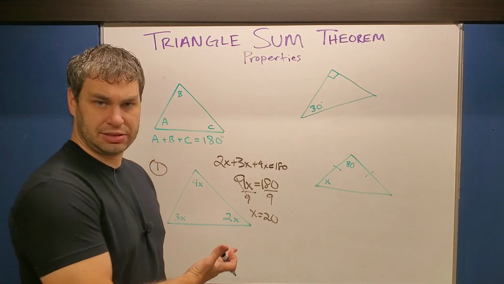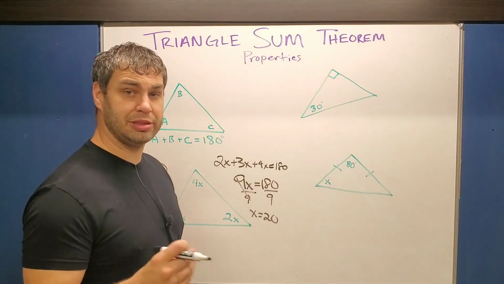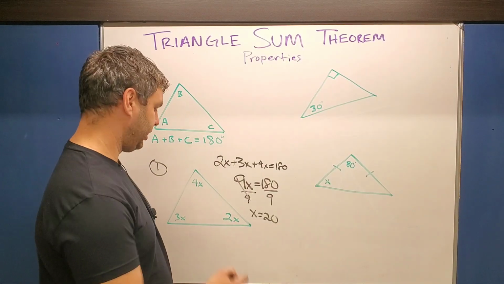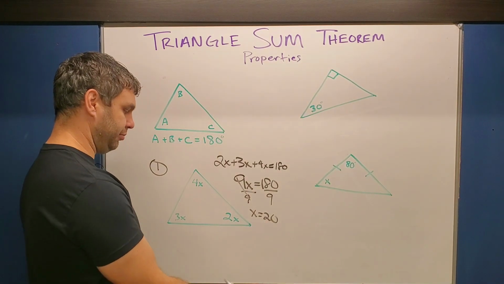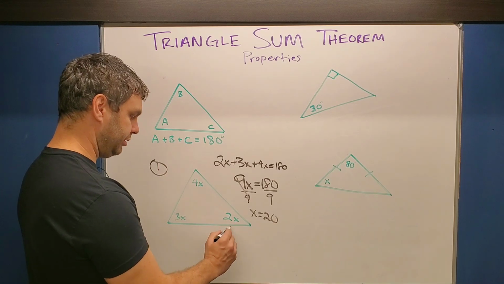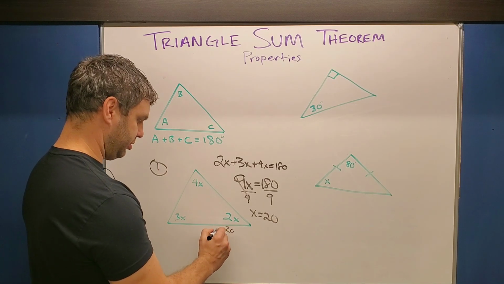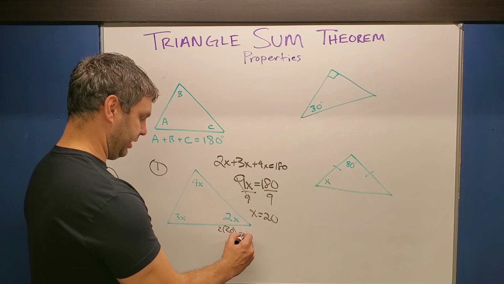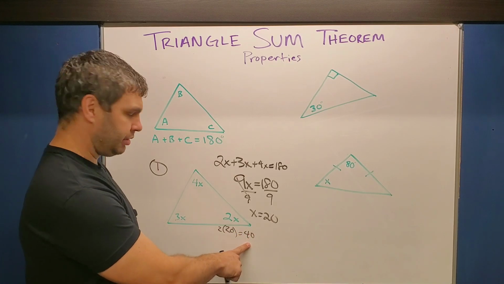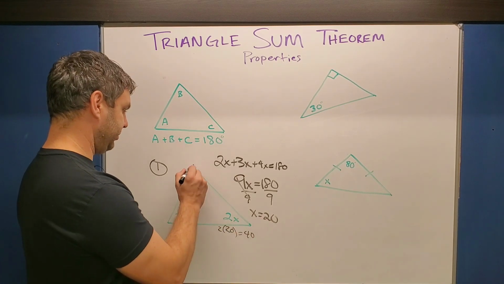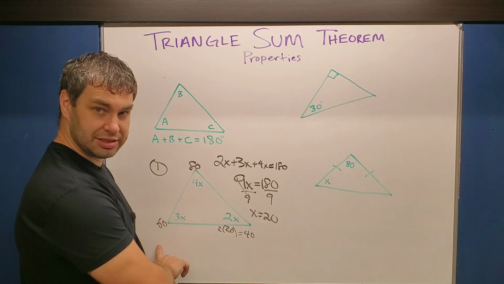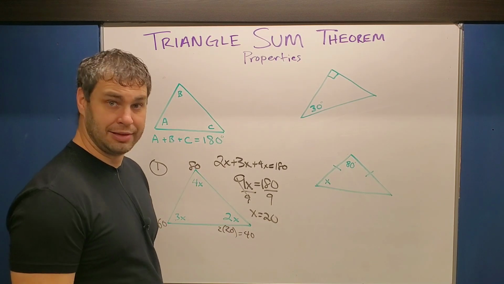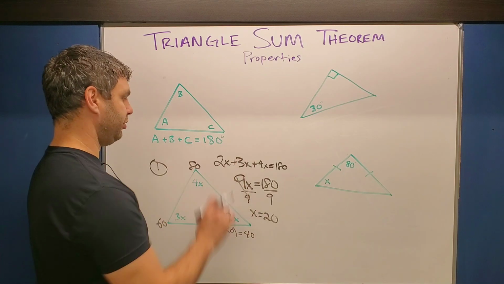Maybe your problem is asking you to solve for x, and then you'd be done. Or maybe it's asking you to plug it back in and figure out what each of these angles is going to be. If I want to do that, I take this 20 and plug it in here. 2 times 20, I'll show you the math. This angle would be 40. Then 4 times 20 is 80. 3 times 20 is 60. And guess what 60 plus 40 plus 80 is? 180 degrees. All right, so this worked.